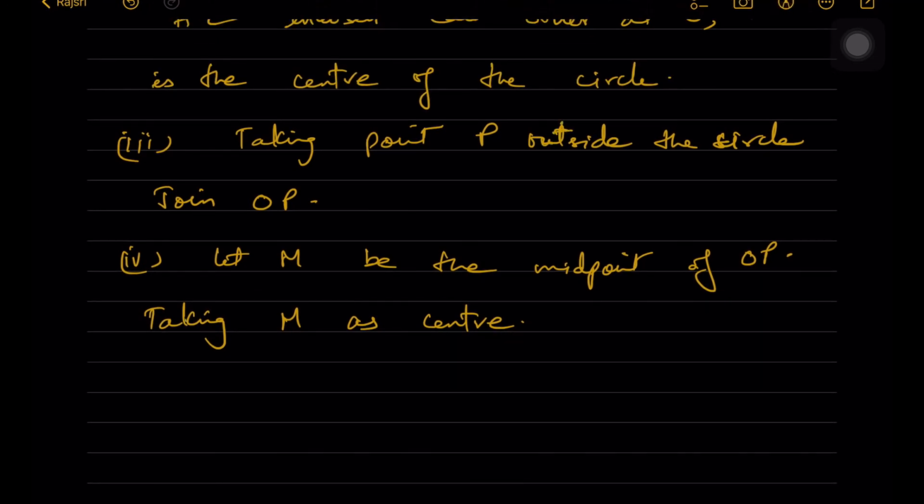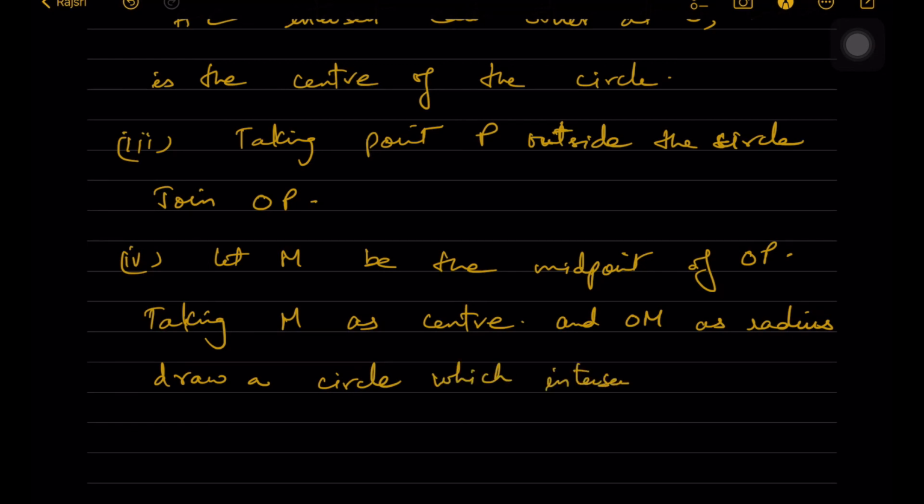So taking M as center and OM as radius, draw a circle which intersects the given circle at Q and R.